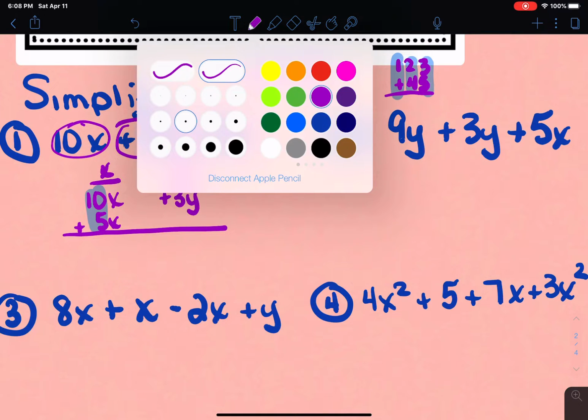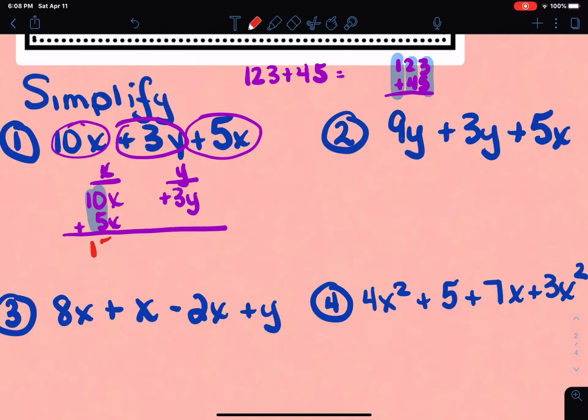So if I were to do that, that would be 15x. And because there's no value with this y, if you want to assume there's a 0 there, that's fine. But most kids are pretty comfortable bringing this down. Now, standard form says letters should go in alphabetical order. So make sure if you have X and Y, X would come first and Y would come second.